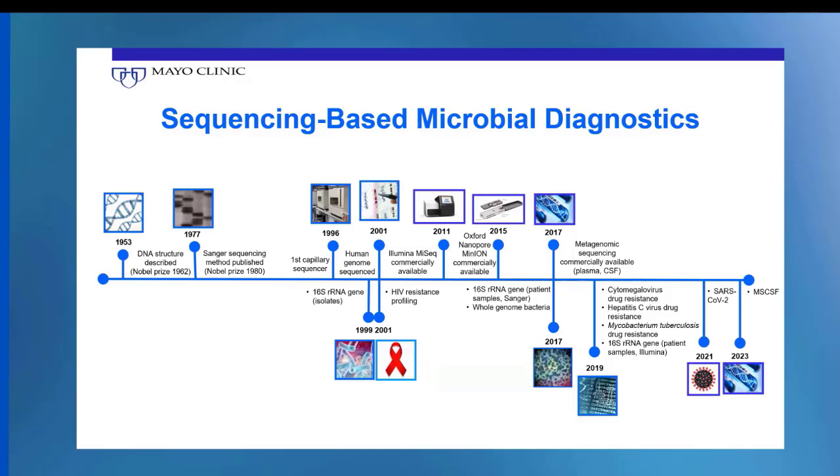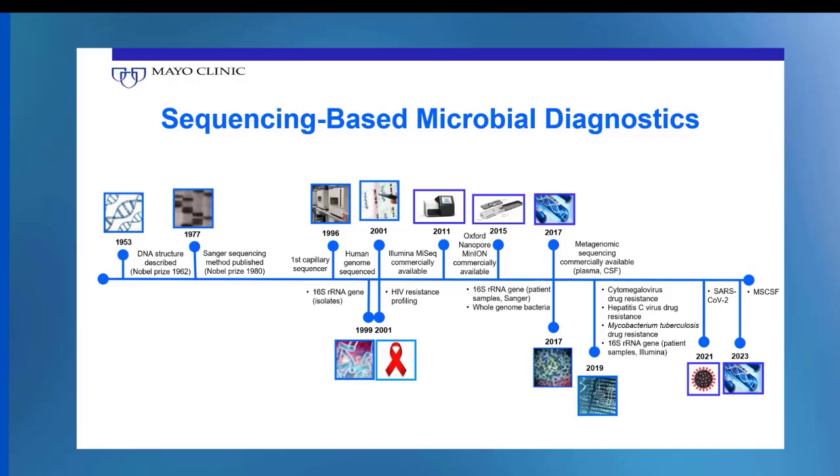The structure of DNA was described way back in 1953, and there was a Nobel Prize awarded for that. And then Sanger sequencing was described in 1977, and again, a Nobel Prize was awarded for that. These discoveries didn't really directly enable the advent of new diagnostics, but technology is what is enabling us to deliver new diagnostics. The first capillary sequencer for DNA sequencing was introduced around 1996.